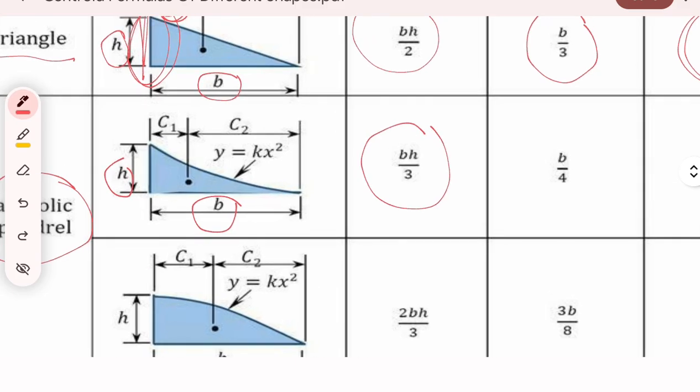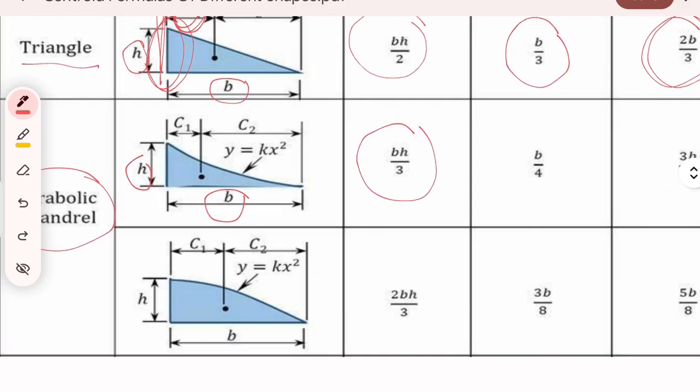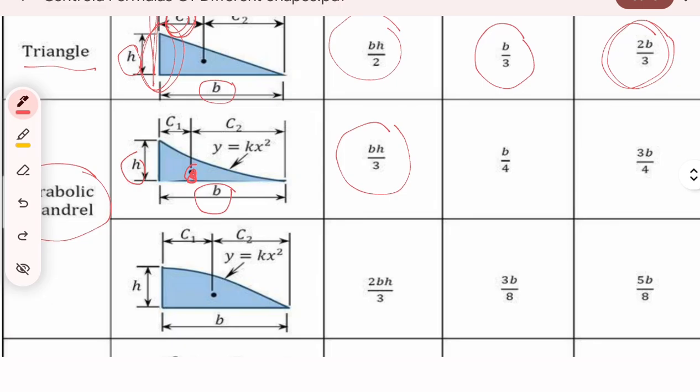But what about the centroid of a parabolic spandrel? This is the point of the centroid, point C. So where is it located? It is located C1 or C2. C1 from the left is B over 4. So you divide B by 4, and that would be the location of the centroid from the left side.